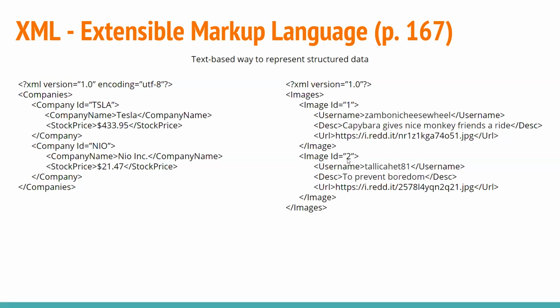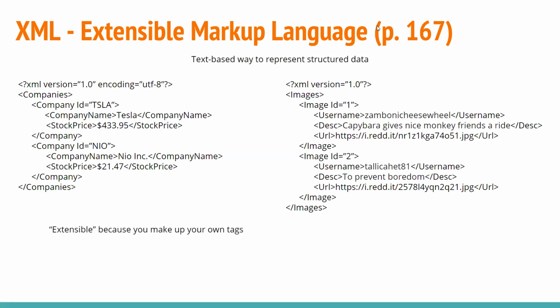The first one's ID is 1. The second one's ID is 2. We've got the username, description, and URL. So you can see it's structured data, but it's represented in text. Okay, so that's what XML is good for. And you can see how this relates a little bit to databases because it's structured data, right? You can imagine representing this in a database as well.